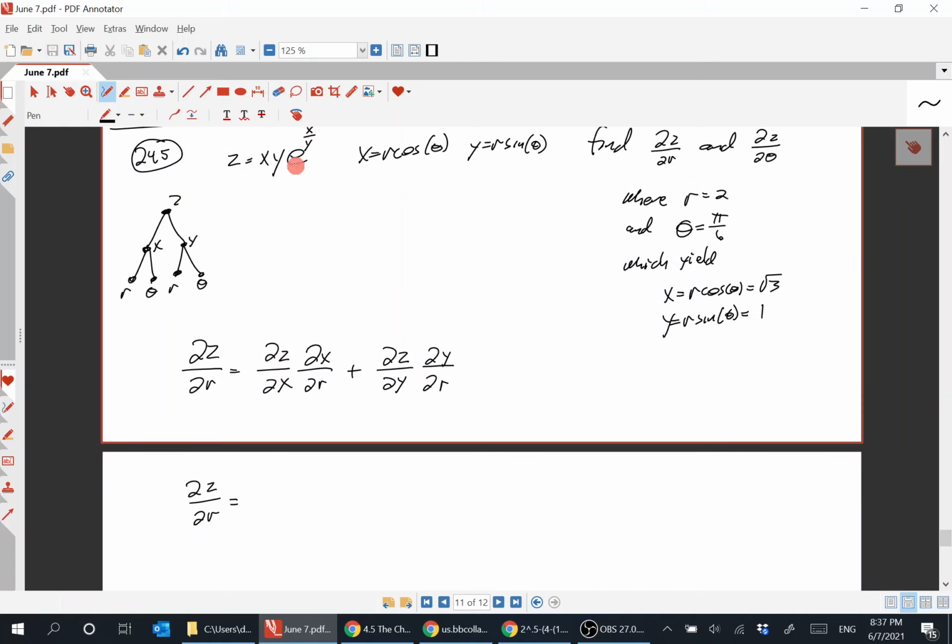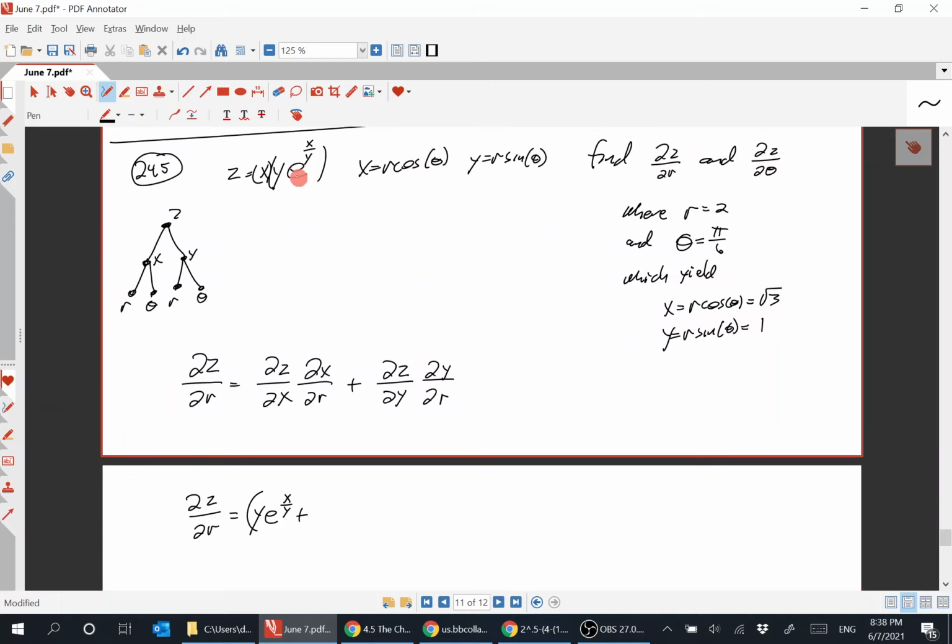So dz/dx, you have to use the product rule here. So you have x times y e to the x over y. The derivative of x is just 1 times y e to the x over y, plus x times the derivative of this with respect to x. So that's y e to the x over y times 1 over y. So it's just e to the x over y.